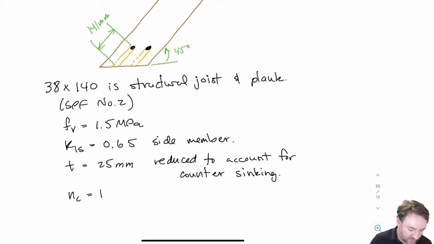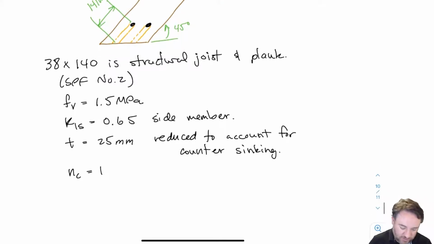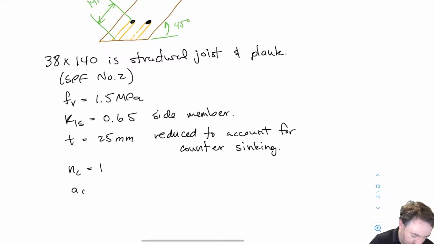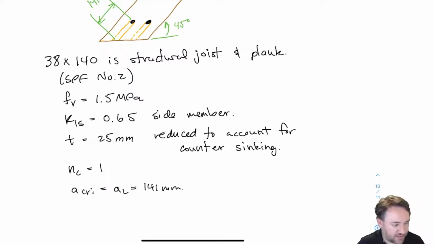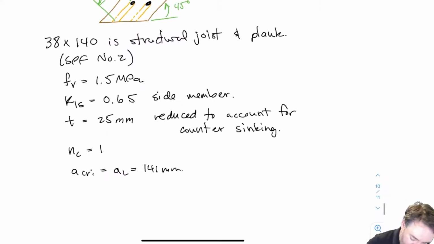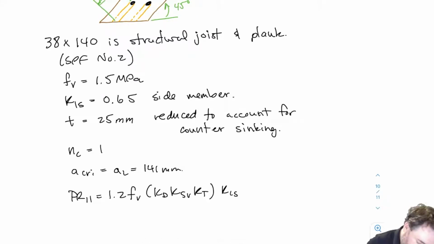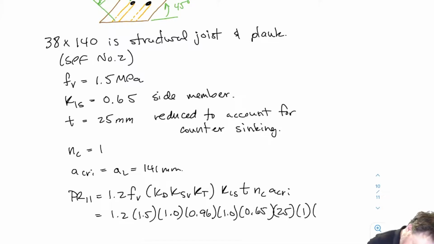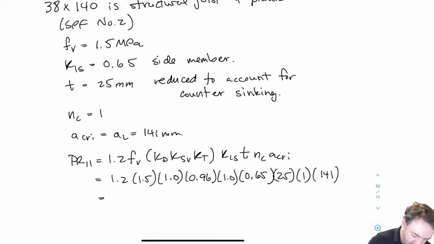We have 1 fastener in each row, so our NC is 1. And remember, we're looking at each row separately here. Our ACRI is going to be equal to AL here, which is 141 millimeters. That's our loaded end distance. Usually it's the minimum of the loaded end distance and the spacing within the row, the parallel to grain spacing. And then we have our PRI. We multiply all these things together and we get 3.96 kilonewtons.